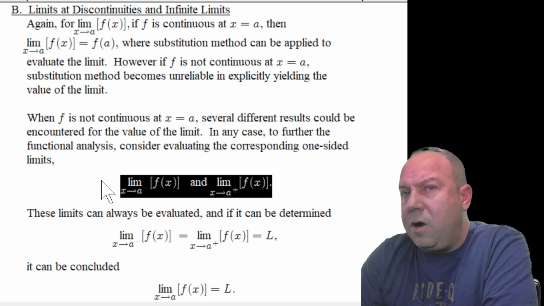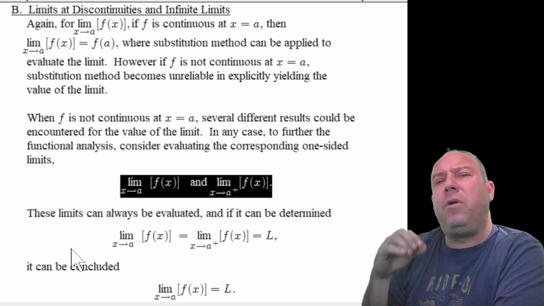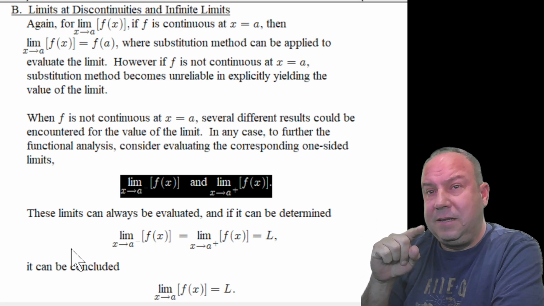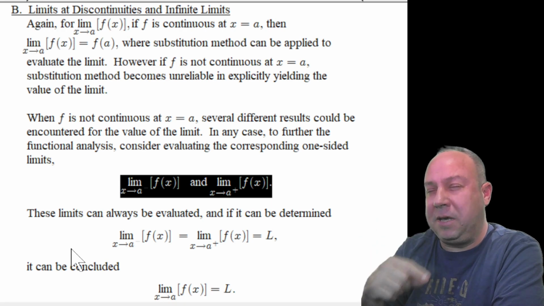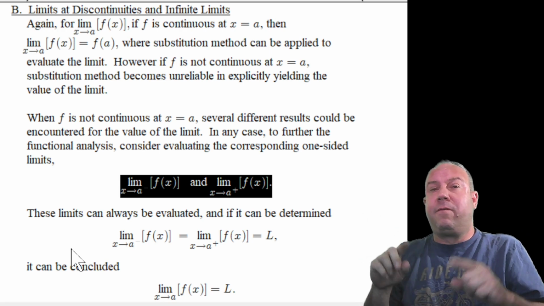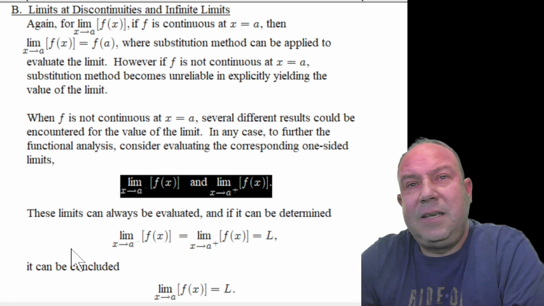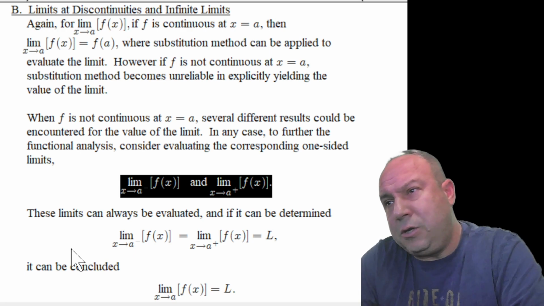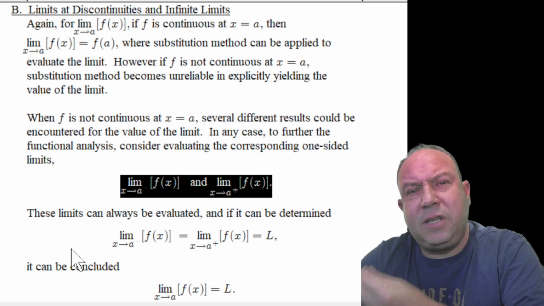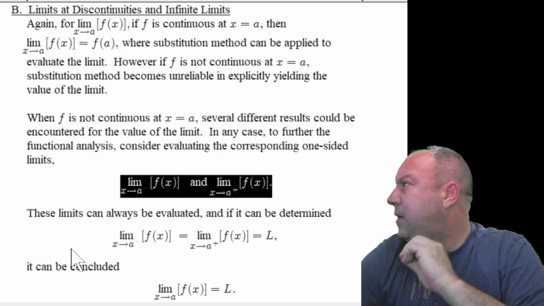We always continue our analysis beyond substitution by looking at what would be the two-sided, or the corresponding one-sided. Okay, here's where I'm getting mixed. We look at the two different cases for each of the individual one-sided limits that correspond to our case for the two-sided limit. And we evaluate each of those individually. One-sided limits can always be evaluated.